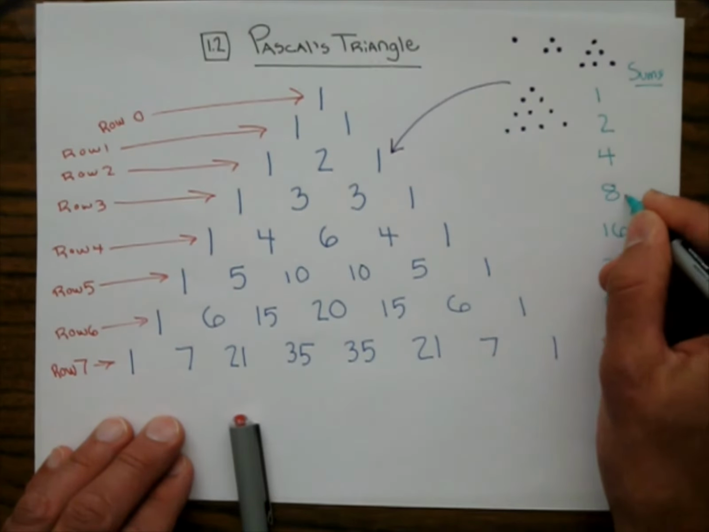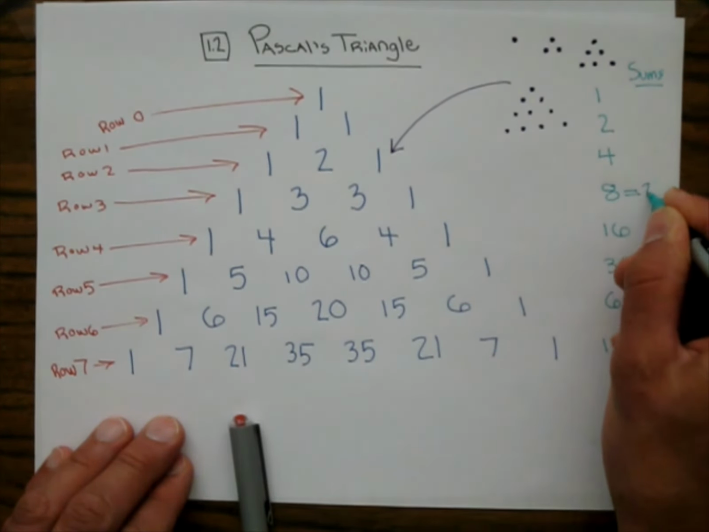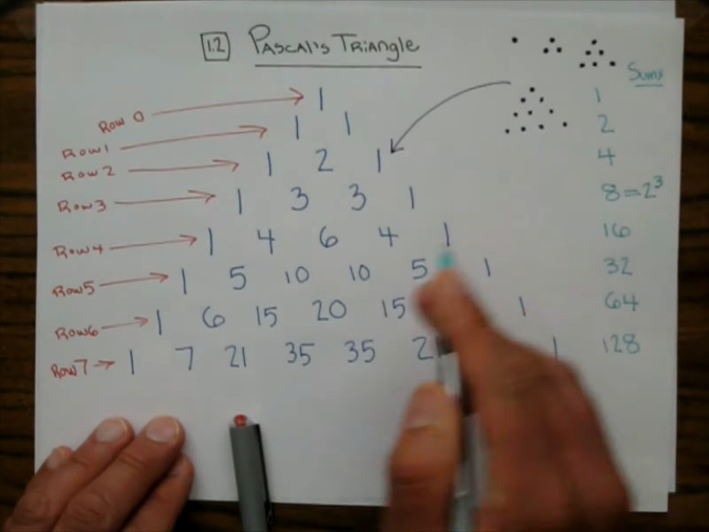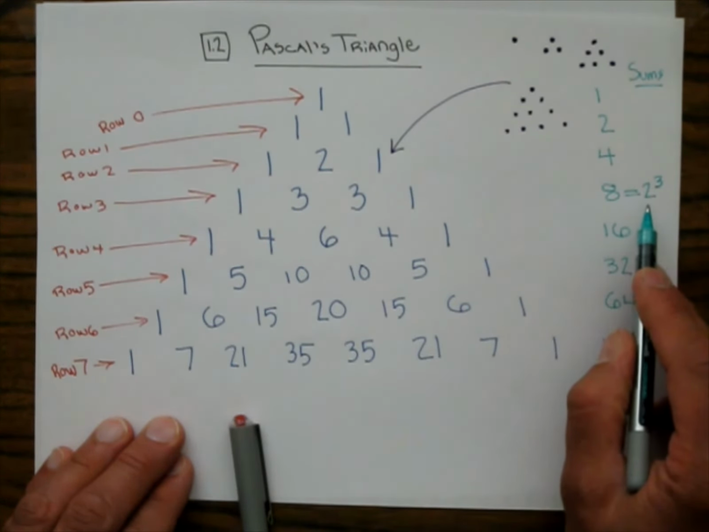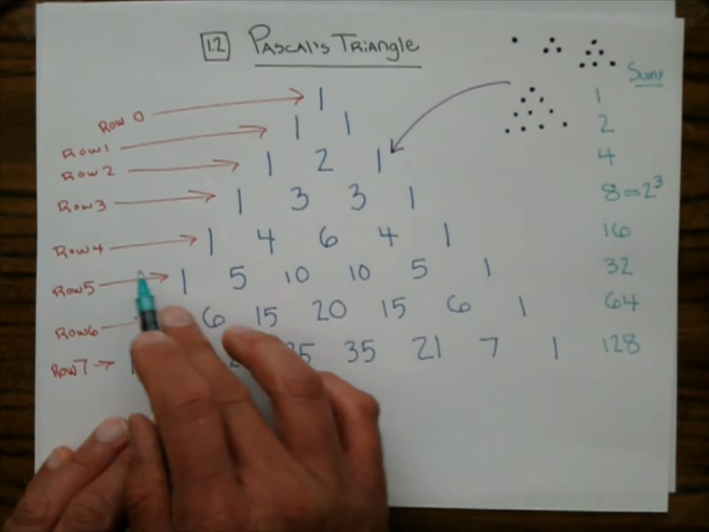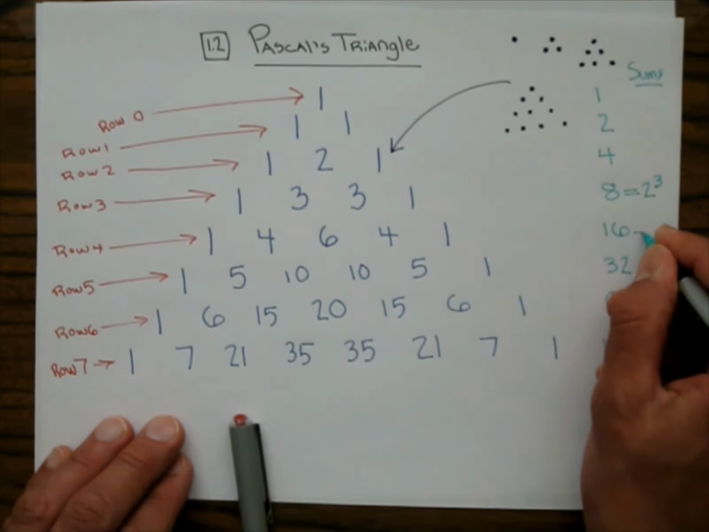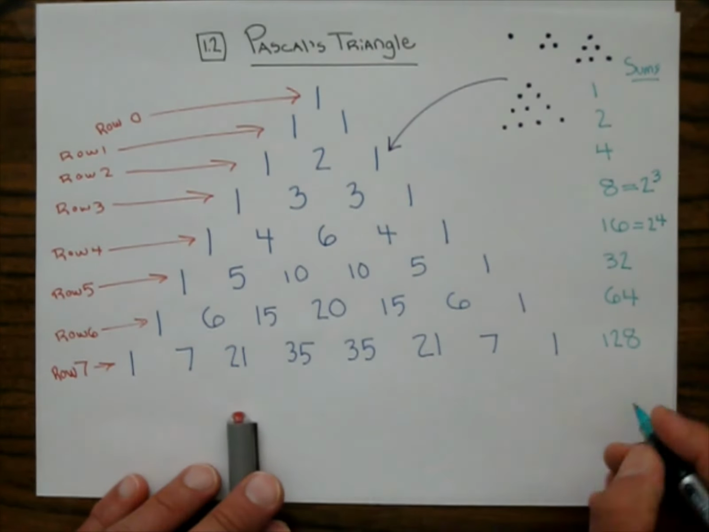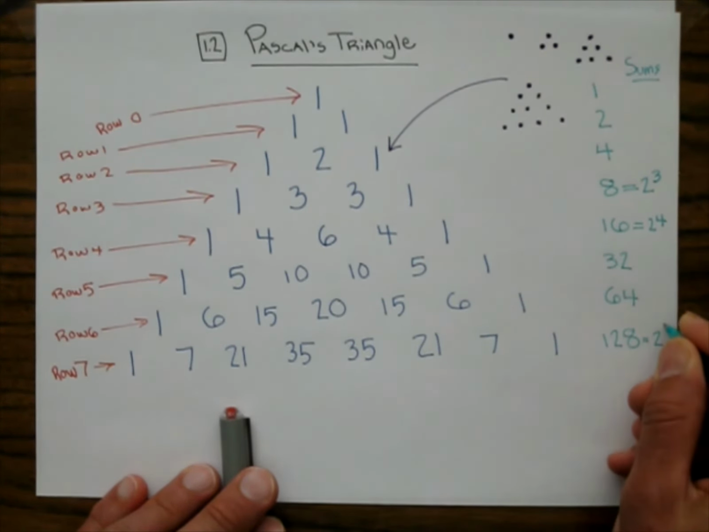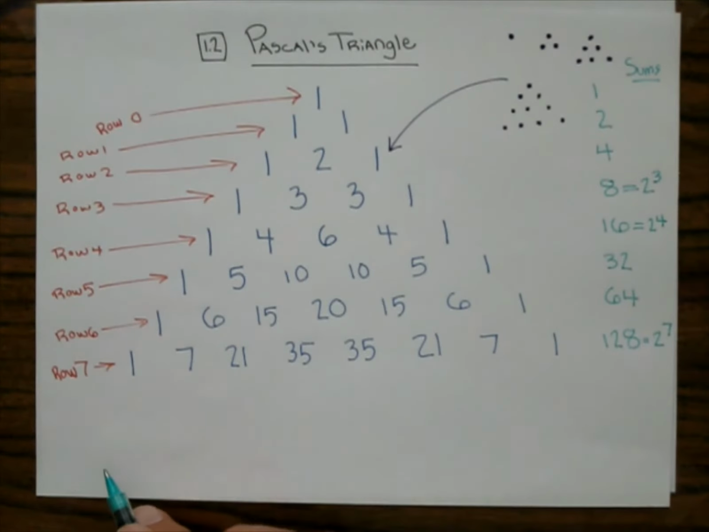And in fact, you could look at it this way. 8 is 2 to the third, so the entries of row 3 add up to 2 to the third. The entries of row 4 add up to 2 to the fourth. The entries of row 7 add up to 2 raised to the 7th power. The entries of row 50, even though we didn't write it, add up to 2 to the 50th. Okay, so those are some neat things about Pascal's triangle.